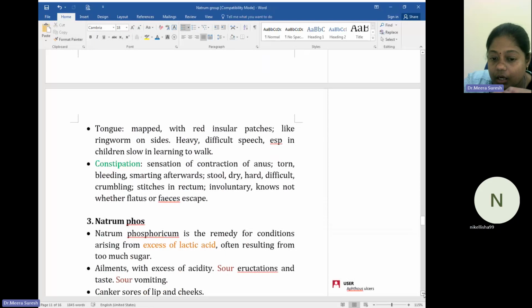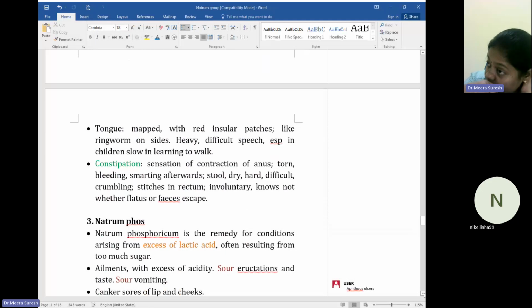Stool will be dry, hard, and difficult, which is crumbling. Crumbling at the verge of the anus. That might be a term that you have learned in some other drugs, which means it will be breaking off. Because if it's too dry and the anus is too contracted, the person has to push, and then only some stool will be crumbling and falling, otherwise not. It shows the pathology, the anatomical pathology in the anal region being contracted. For the fistula, we can see.